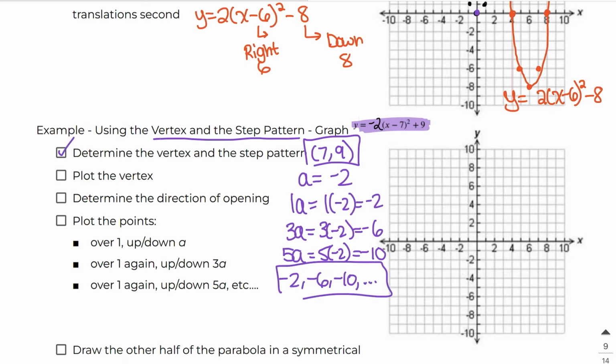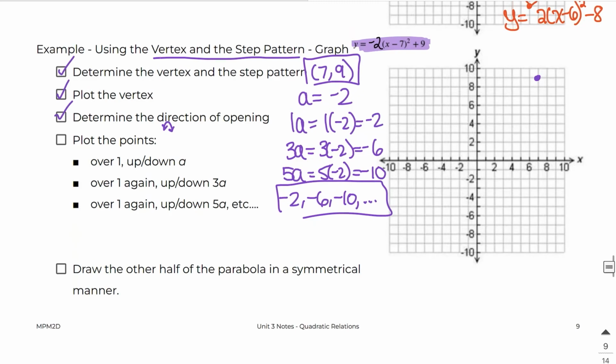Done. Plot the vertex, okay? So we're going to plot the vertex at +7, +9, okay? Done. Determine the direction of opening. Since a is negative, our parabola is going to open down, okay? And then plot the points, all right? And it says here, over 1 and then up or down a, right? So this means that we're going to go over 1 and then up or down by 2. Over 1 again, and then up or down by 3a, which is down 6. And then 5a means we're going to go down 10.